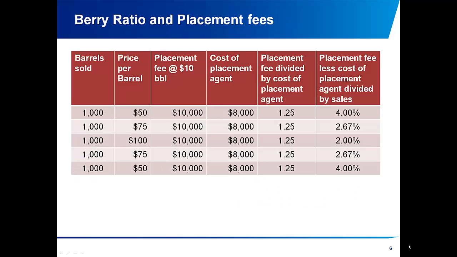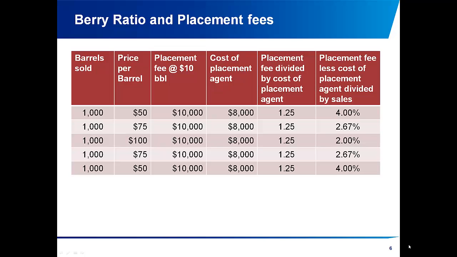As you can see in this table, we have the exact same number of barrels sold in every period, 1,000 barrels. And because of that, the placement fee per barrel is being held at $10 per barrel, so the placement fee would be the same $10,000 in every period. But we start off this cycle with the price of oil being $50 per barrel, going up to $100 per barrel, and then back down to $50 per barrel, which is not an unrealistic experience in the oil industry.